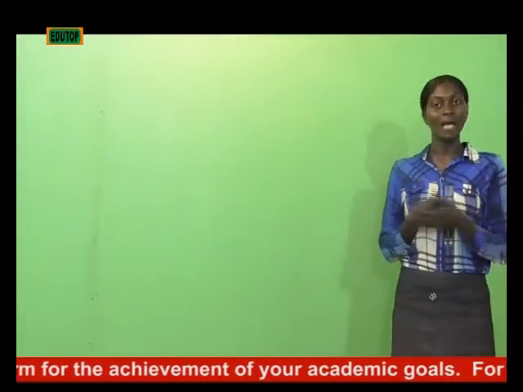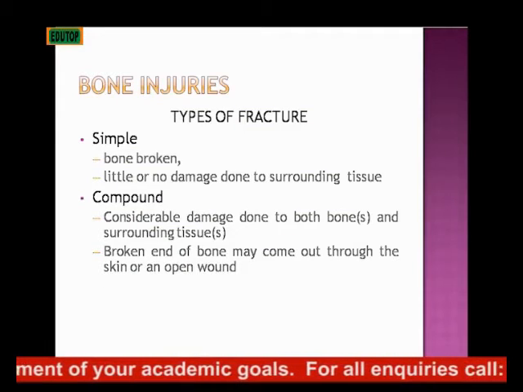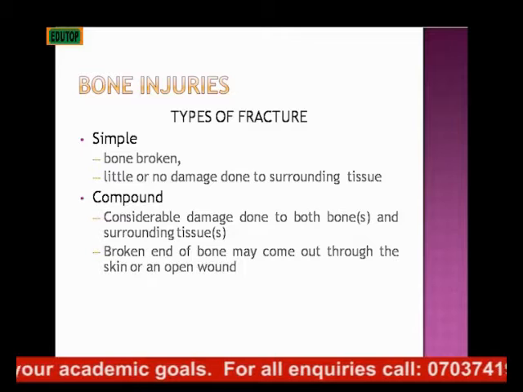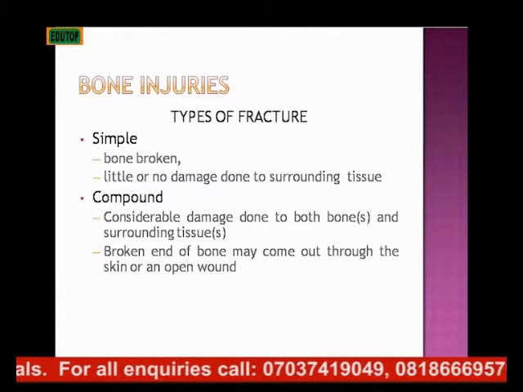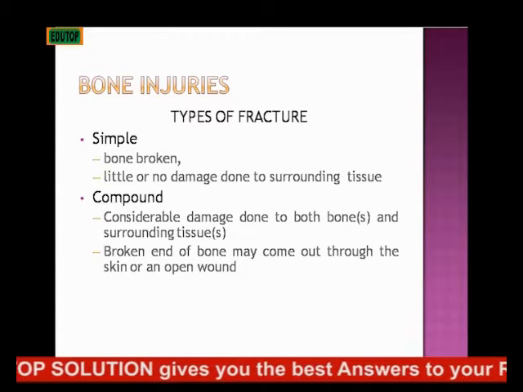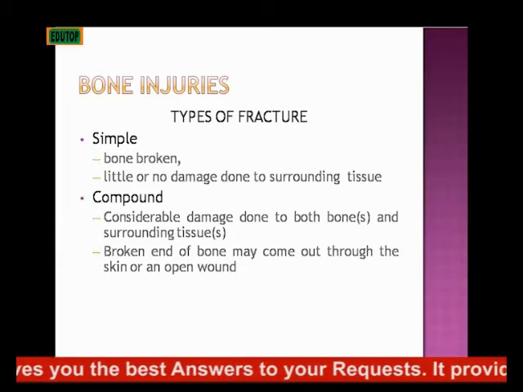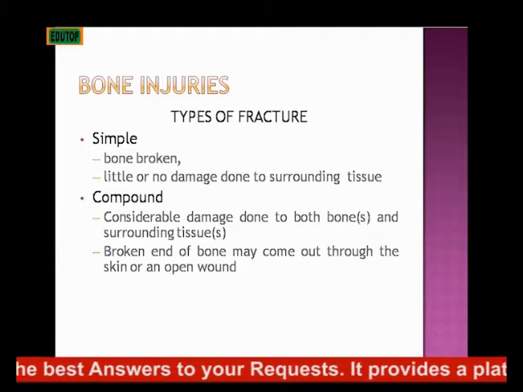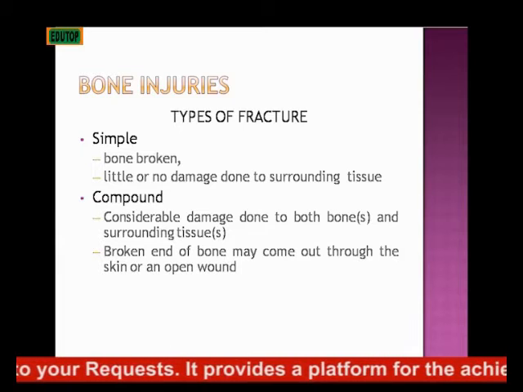Then we have various types of fracture. We have the simple fracture. In a simple fracture, the bone is not broken. It's just a little damage that is done to the surrounding tissue of that bone. So that's what we call a simple fracture. The bone is not broken in a simple fracture. It's just the surrounding tissue of the bone that is damaged in a little way, or it's not even damaged at all. That's a simple fracture.